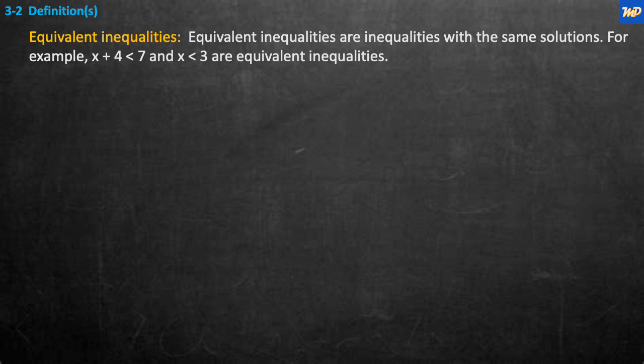So before we get started, I'd like to go over a short definition here. Equivalent inequalities. An equivalent inequality is an inequality with the same solution as another inequality. For example, x plus 4 is less than 7 and x is less than 3 are equivalent inequalities. So I'll read that again. Equivalent inequalities are inequalities with the same solutions. For example, x plus 4 is less than 7 and x less than 3 are equivalent inequalities.